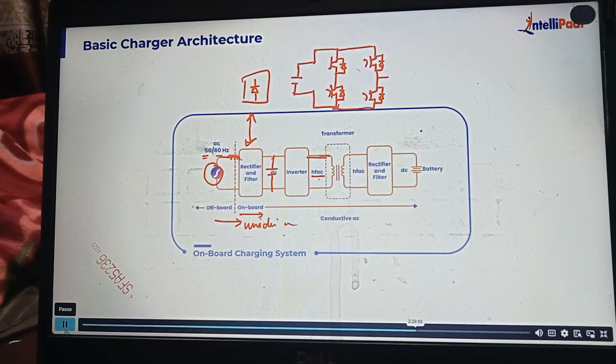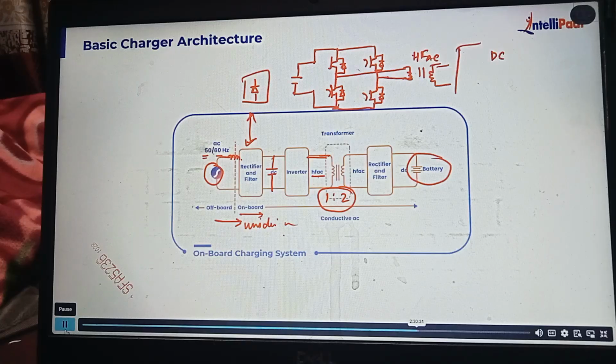High frequency AC, right? Depending on the battery size, we may have 1:2 or different duty ratios or different winding turn ratios that can be used here. So from A to B, we can connect one winding like this, and then we have another winding which further converts this high frequency AC, HFAC, into DC by having a rectifier.